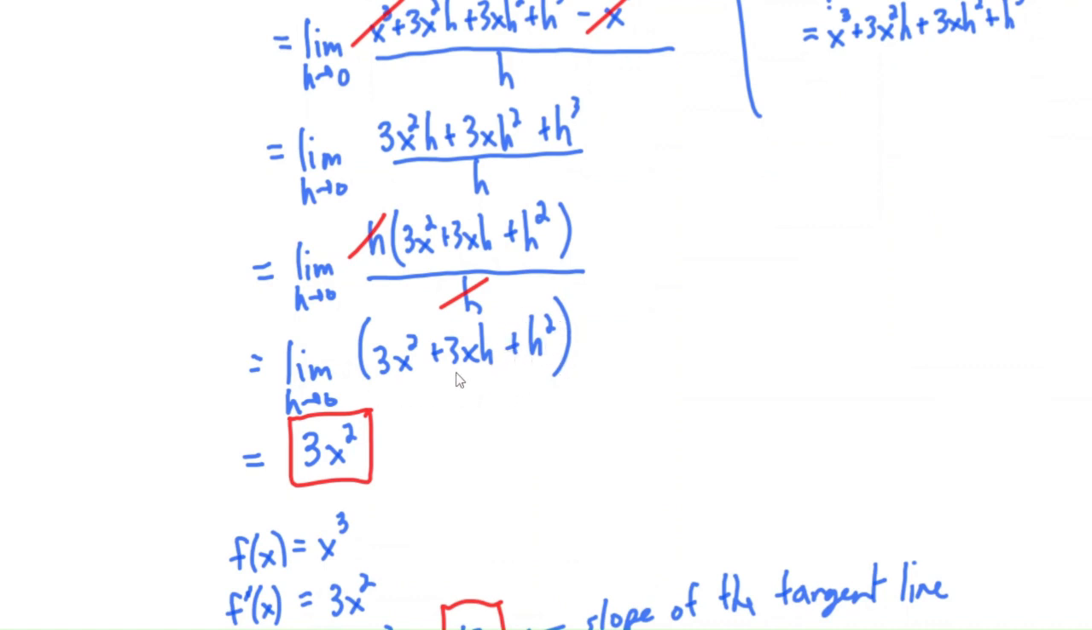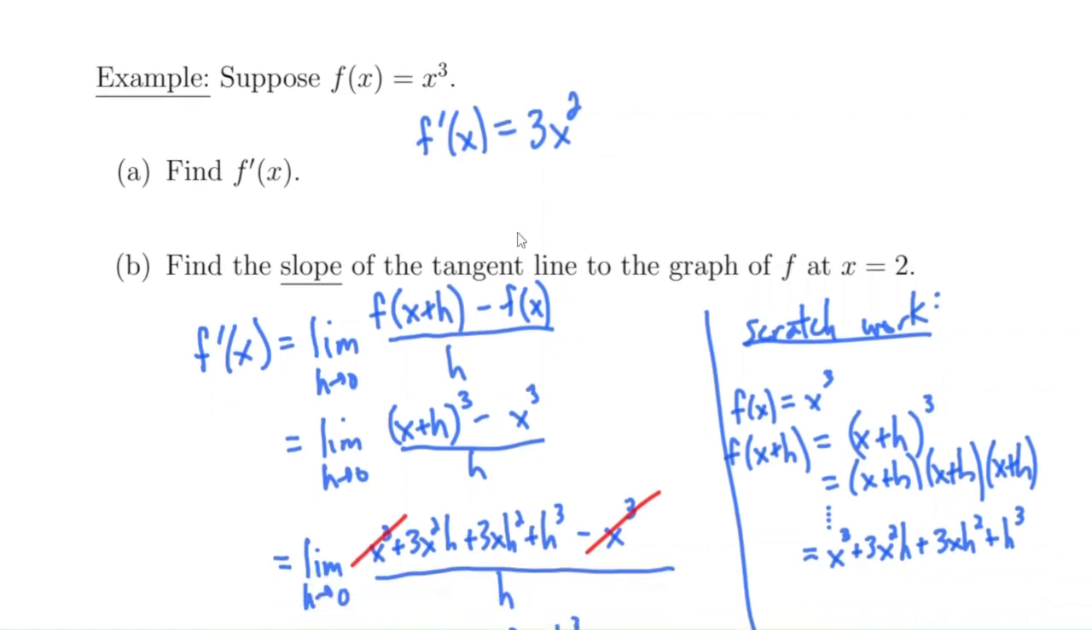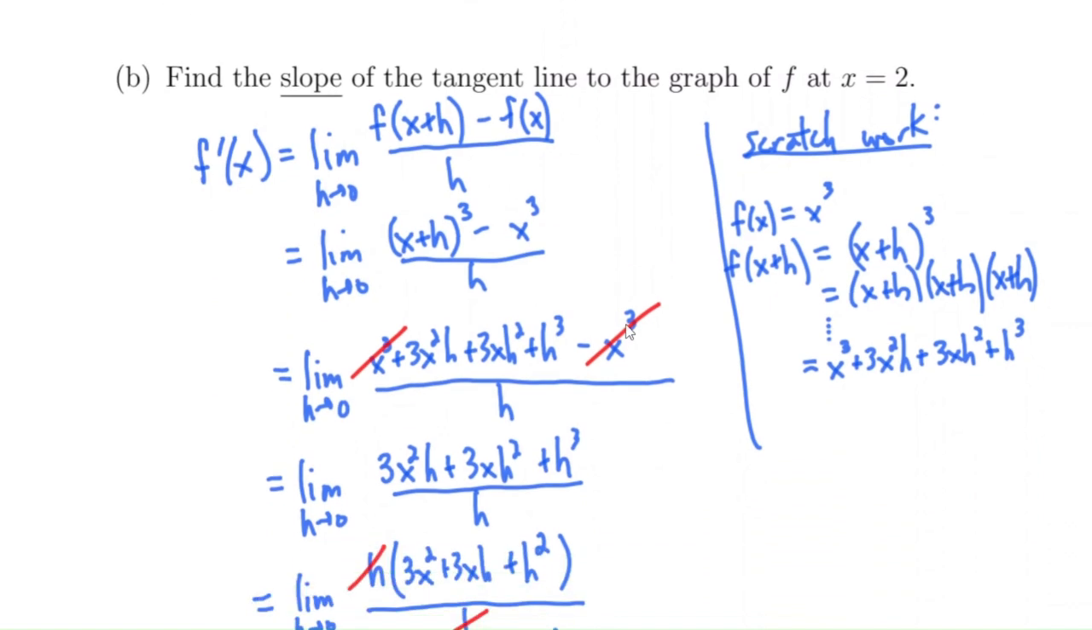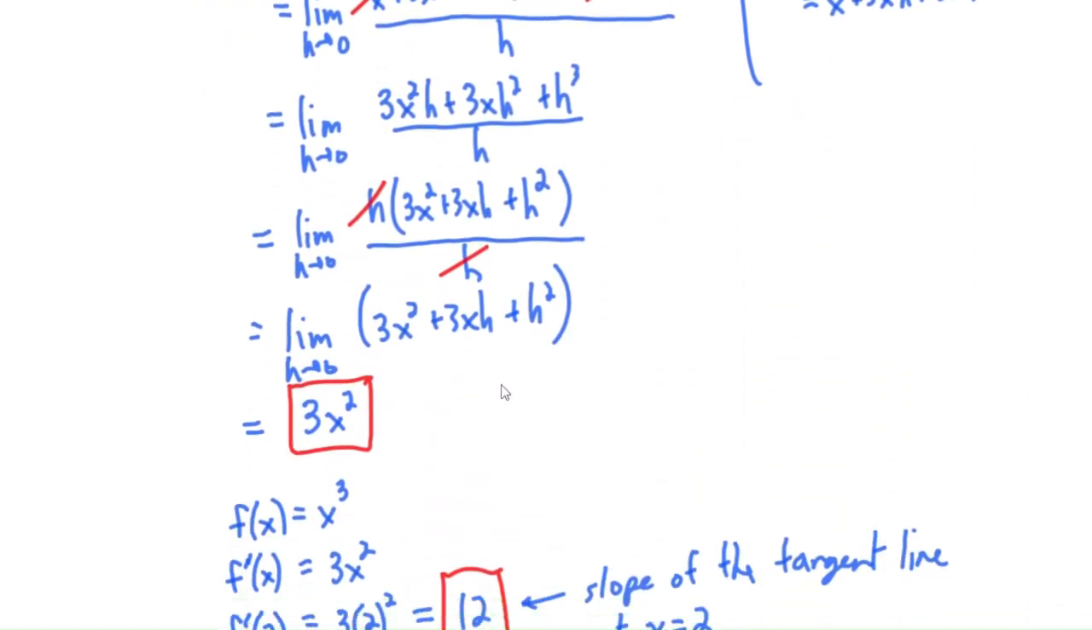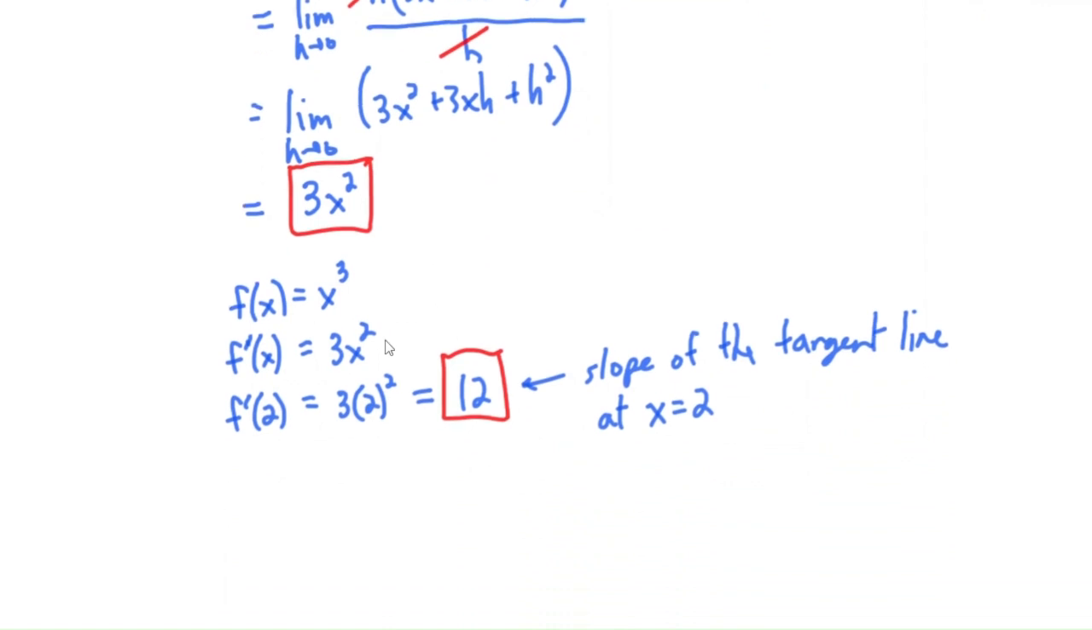When you plug in 0 for h, and again, we're plugging it in for h, not for x, this is 0, this is 0, and you're just left with 3x squared. But again, you'll be able to know immediately that the derivative of x cubed is 3x squared if you know the rules. So you can avoid all this painful work here, right? I just wanted to show you all this work so you could see, man, that's a big pain. So it will be really nice once you know the rules.